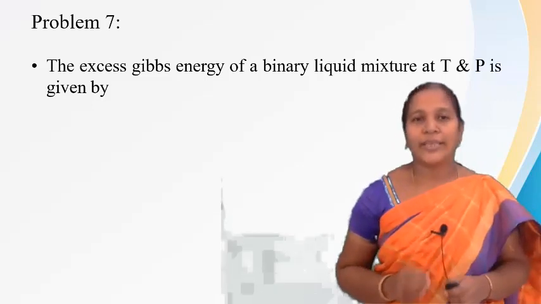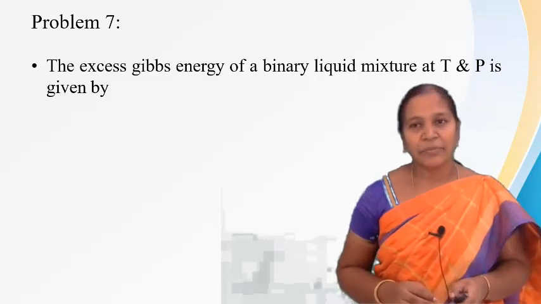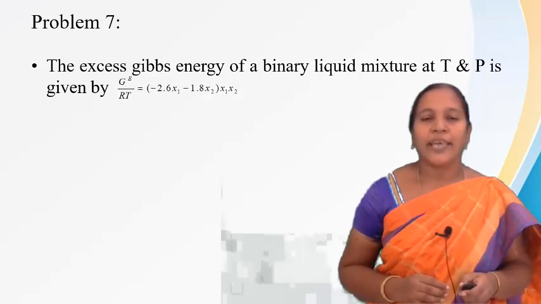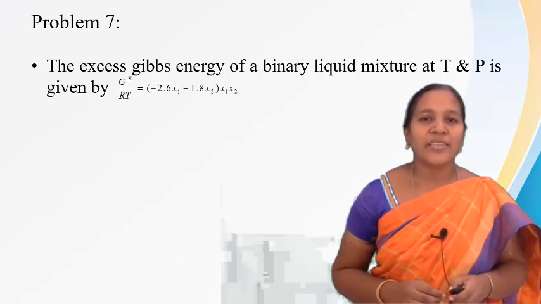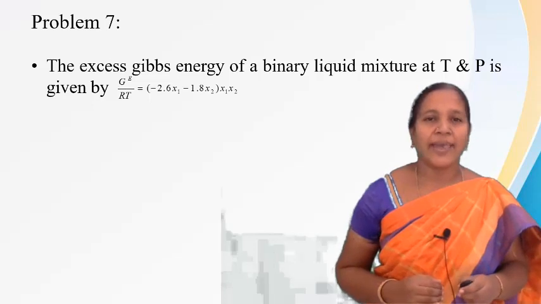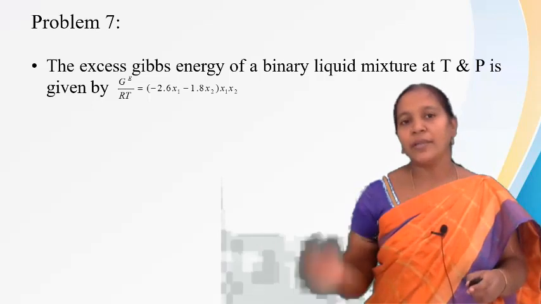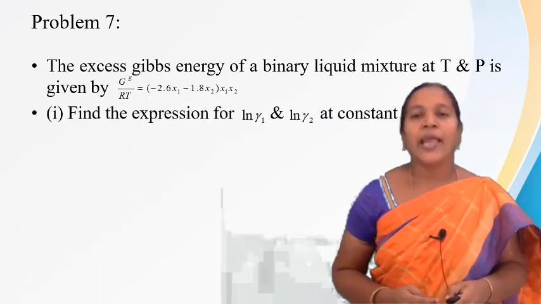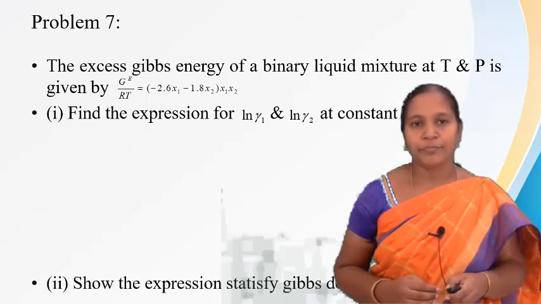Now coming to the next problem. The excess Gibbs energy of a binary liquid mixture at temperature and pressure is given by the expression G^E/RT = (-2.6 x1 - 1.8 x2) x1 x2, G^E/RT in terms of x1, x2. First bit, find the expression for ln gamma 1 and ln gamma 2 at constant temperature and pressure.